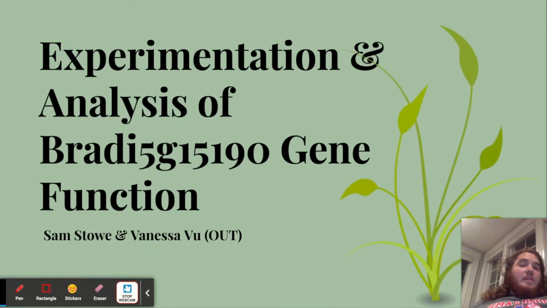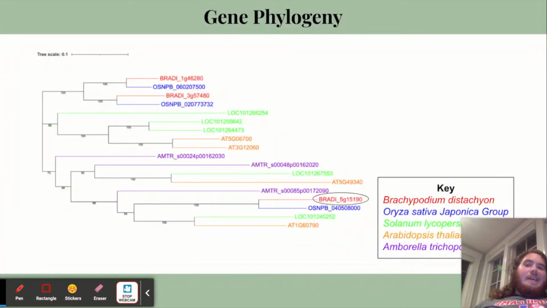All right, so this is the final presentation on the function of the Bradi5g15190 gene, and we're going to talk about some of the experiments that we did and what we learned from them. So the first thing we're looking at here is the phylogeny of the gene, and we found that it has many relatives, some of them more close than others, but it has relatives in several different organisms, which suggests that it's possibly conserved over multiple organisms.